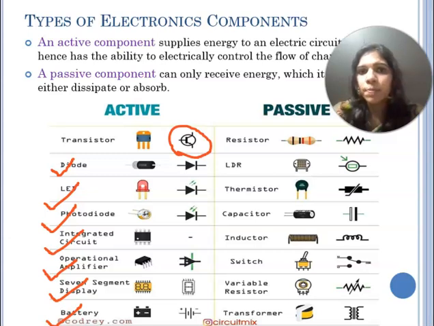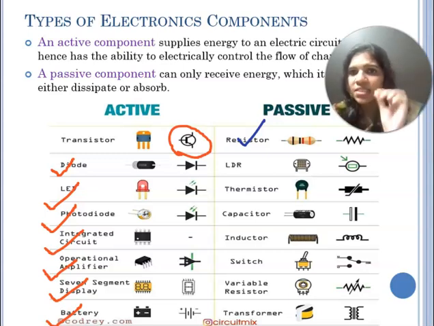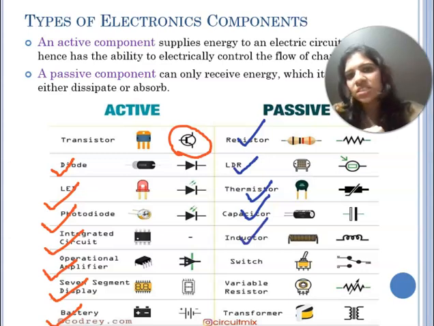If you are talking about passive components, which are the passive components? Resistor. It will just pass the electricity while giving some resistance. Then an LDR, thermistor, capacitor, inductor, switch, etc.